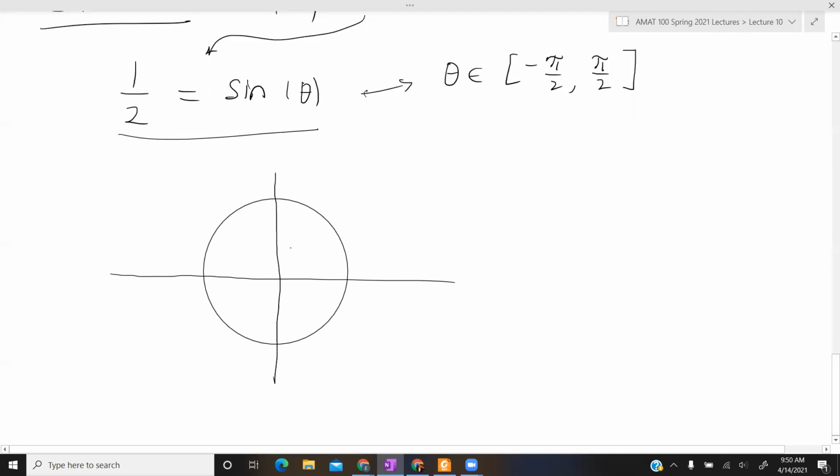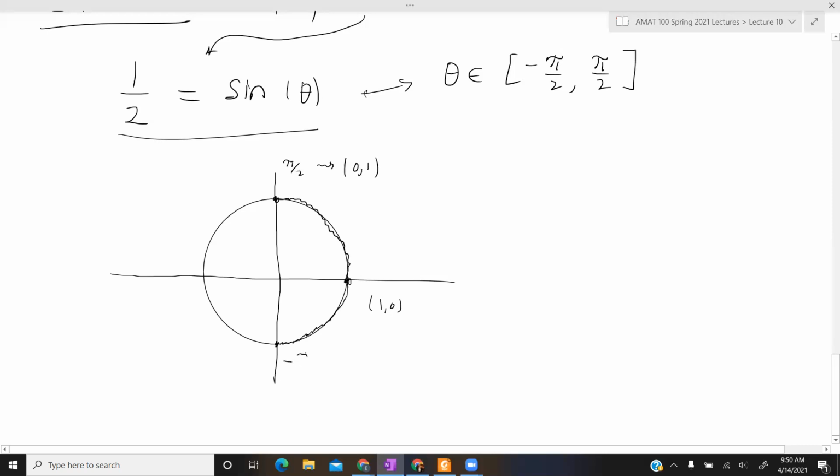That's the best I can do. So here's the reference point right here. This is 1, 0. And all these values here correspond to points here, stopping here, and here, stopping here. So here's pi over 2, which corresponds to 0, 1.